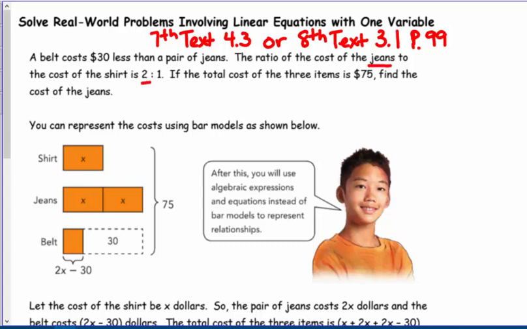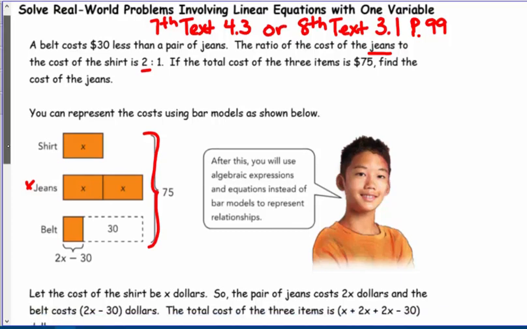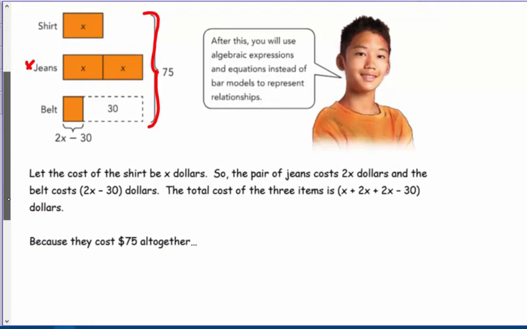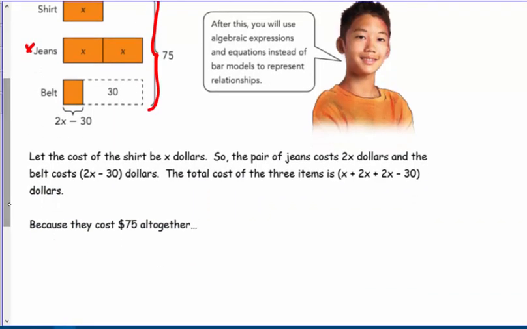So you can see jeans down here as 2 x's, and the shirt only has 1 x, and all together our picture, the 3 items, oh, and the belt, which we don't know, $30 less than a pair of jeans. So if the jeans is 2x, then 2x minus 30 is the cost of the belt. So the 3 items here altogether cost $75. So here's the picture way of solving it.